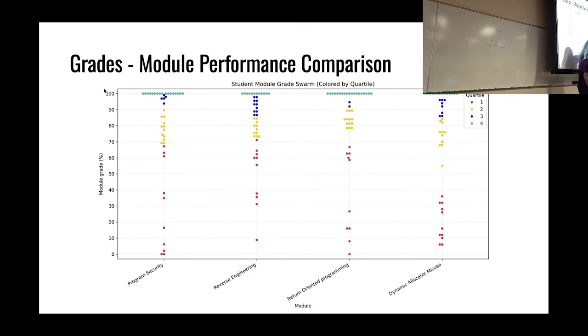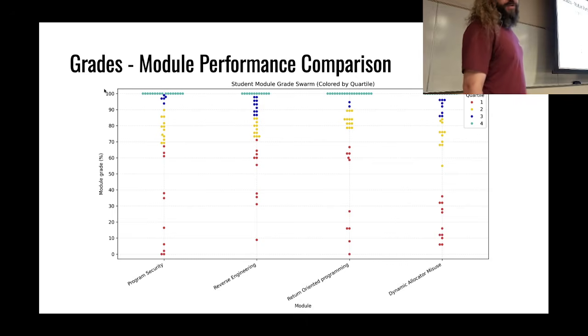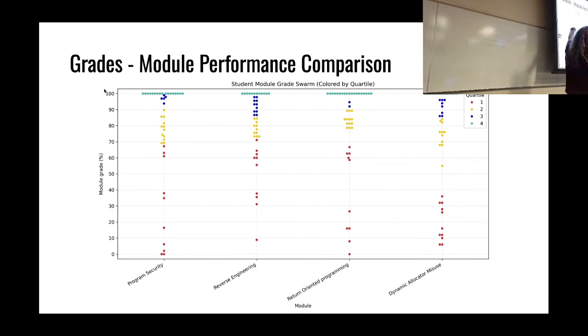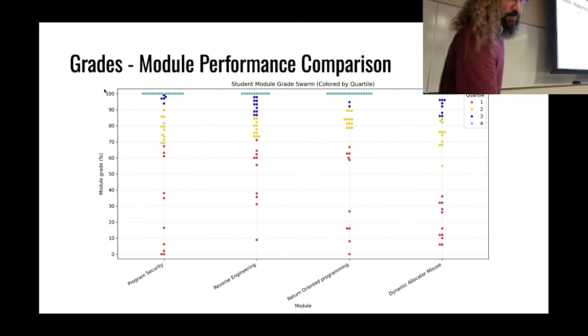People tend to do well in ROP. Heap does tend to be a bit more foreign concept because now we're dealing with pointers, different data structures, which is kind of a different thing to reason about. So the kind of dip at the bottom of the second quartile, so the bottom of the blue, is to be expected, but everything is kind of plugging along there.